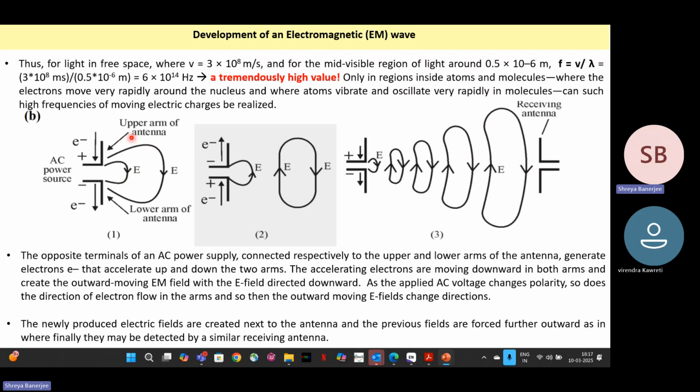the electron is now moving upwards, and the direction of this wave will also change to upwards. And this newly produced electric field created next to the antenna, shown by these lines, you can see as one wave is being produced, it moves outwards, then the next wave is being produced. Like this, you will have a series of waves being produced which can be received by the receiving antenna. So this is how a moving charged particle, in this case an electron, will generate an electromagnetic field.